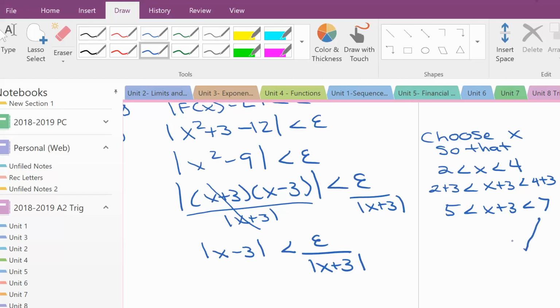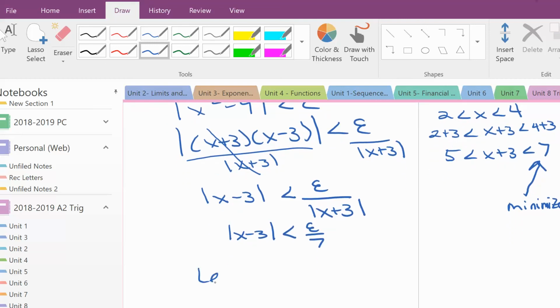And if you want to minimize, because it's a fraction, the higher the number you put in the denominator, the lower the fraction is. So we're going to choose 7 because that's going to minimize the value. So the absolute value of x plus 3 is equal to 7. So that means the absolute value of x minus 3 is less than epsilon over 7. So that means that delta has to equal epsilon over 7.